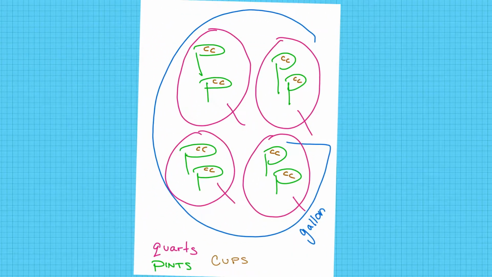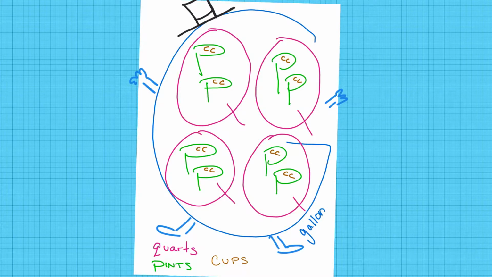Another great visual for capacity is Gallon Man here. G represents 1 gallon. Q is how many quarts, which are 4 in a gallon. The P represents pints, and C is cups. So it's a good visual way to see how they all work together.